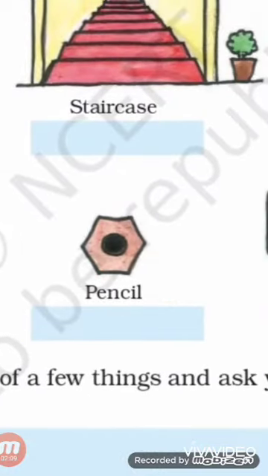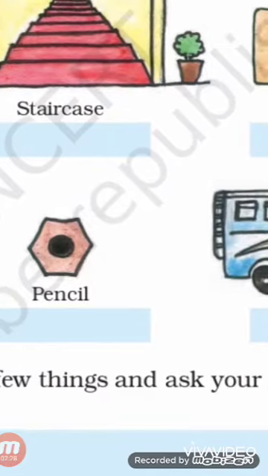Next picture is a pencil. Here you cannot see the whole pencil properly. It is only the upper portion of the pencil. You can take one pencil and watch it. Okay. This is only the upper portion. Means it is called the top view of the pencil. Means in the box we will write top view.